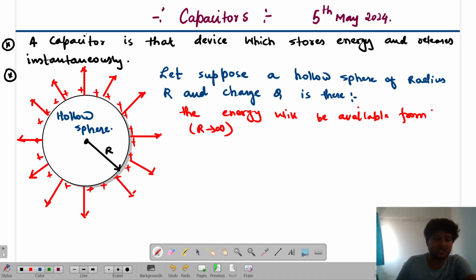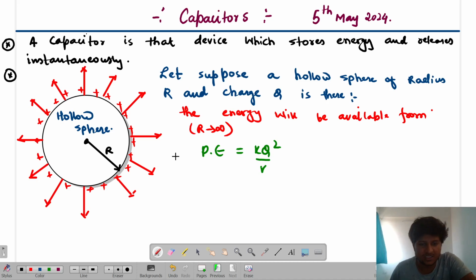So look over here. You can see that the potential energy of this conductor is how much? kQ square by R. If some charge comes from outside, then the first condition is that to store energy you require an external charge also, apart from the internal charge. You require which charge? External charge, otherwise this potential energy will not be generated. Are you able to get me?